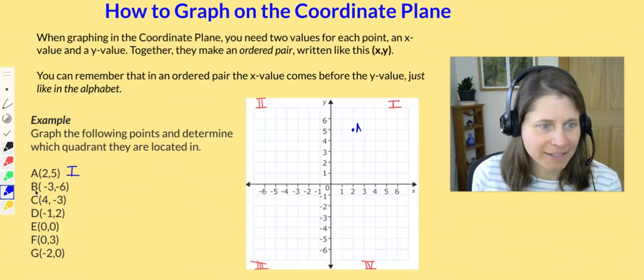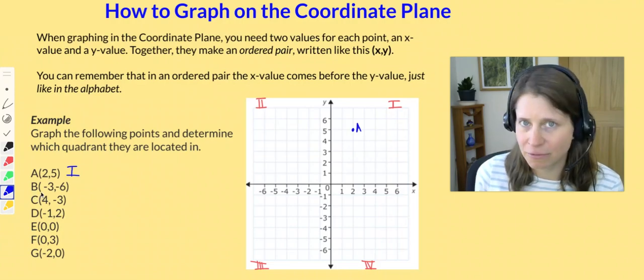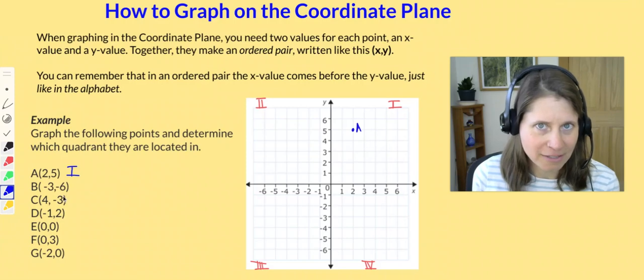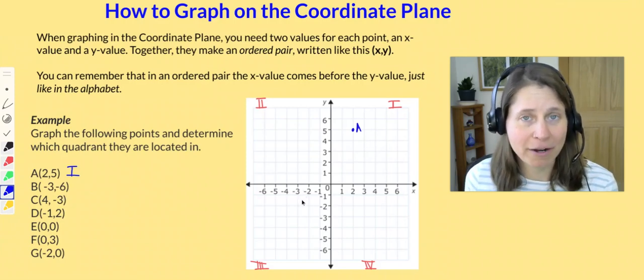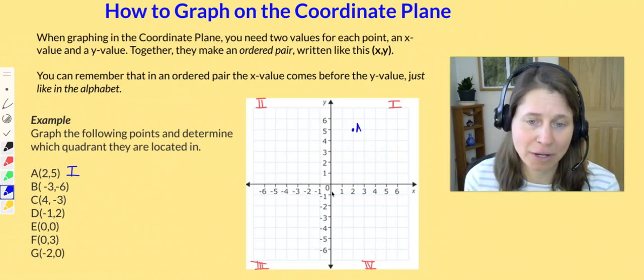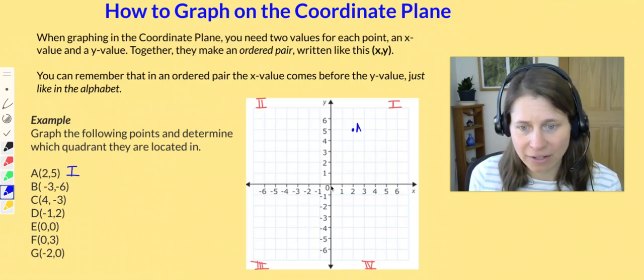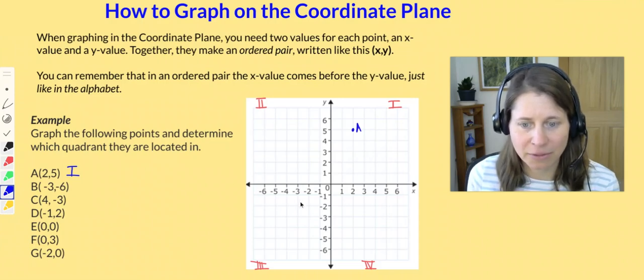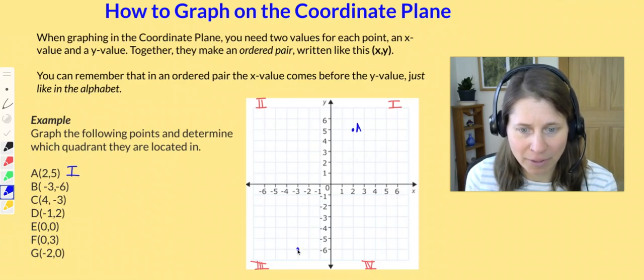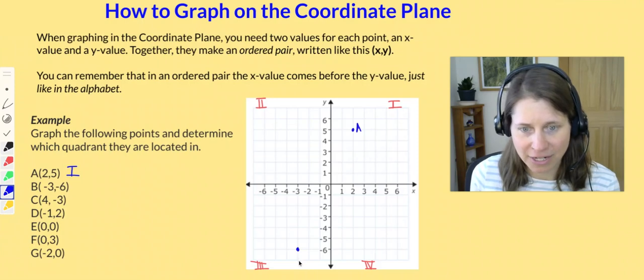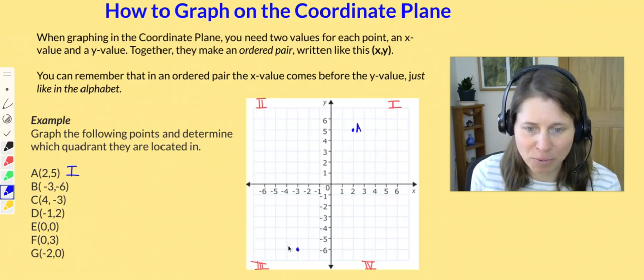All right, let's take a look at point B, which is (-3, -6). So -3 will be our x, and -6 will be our y. So starting at the origin, I'm going to go over to -3 on my x. I'm going to go down to -6 on my y, and I'm going to plot a point right there where those grid lines intersect, and I'm going to label that as point B.